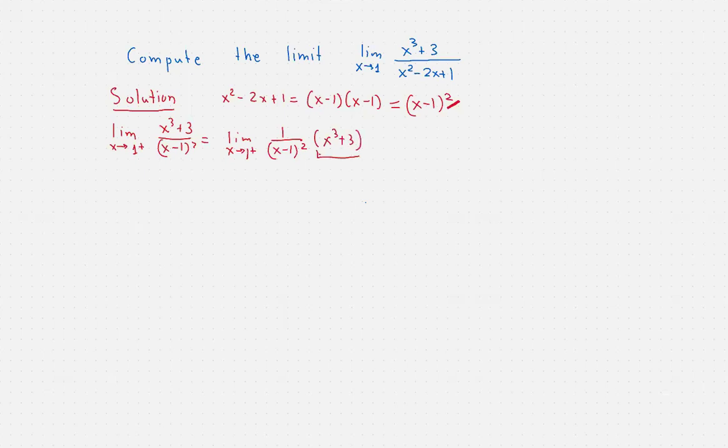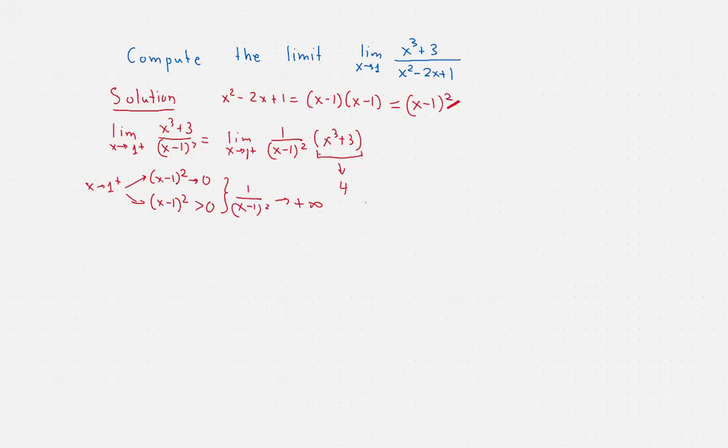Whereas for the other term, as x approaches 1 from the right, we get two things: that x minus 1 squared approaches 0, and x minus 1 squared is positive, which means that 1 over x minus 1 squared tends to positive infinity. So this component tends to positive infinity, and the whole thing has limit positive infinity.